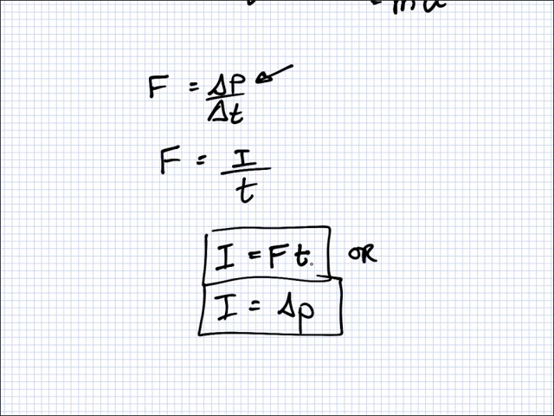So which do you use? Depends on the information they give you. Obviously, if they give you the force and the time, you can use Ft. If they give you the mass and the velocity, you can use delta P.